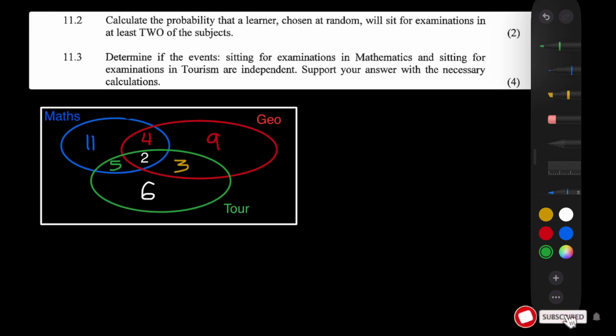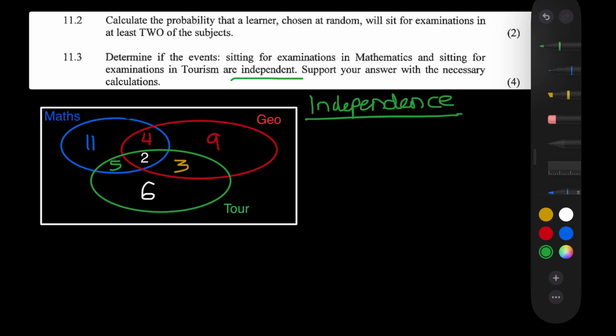11.3 says determine if the events sitting for examinations in mathematics and sitting for examinations in tourism are independent. Support your answer with necessary calculations. So one thing that is important is to understand what independence means. So if 2 events are independent, it means that the probability of event A occurring multiplied by the probability of B occurring is simply equal to the probability of both events occurring at the same time, you see. So this is what independence means.